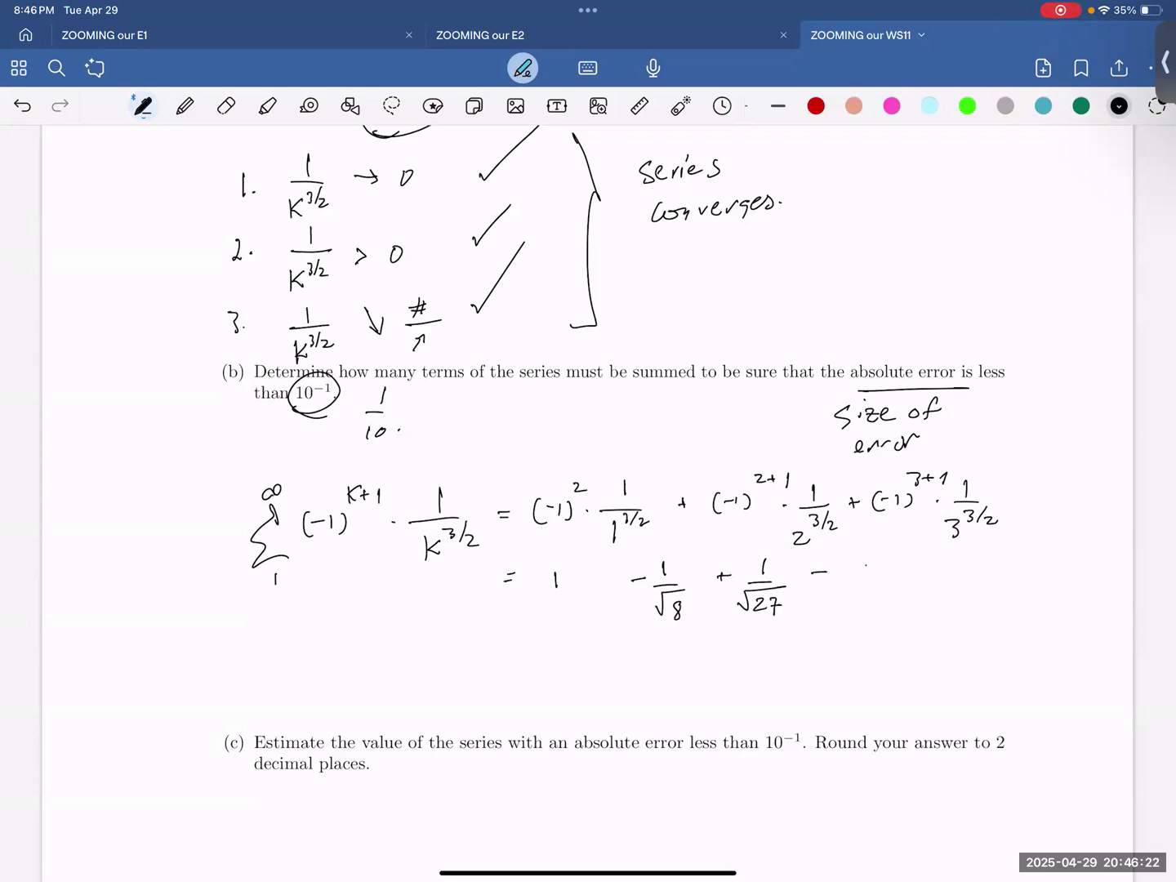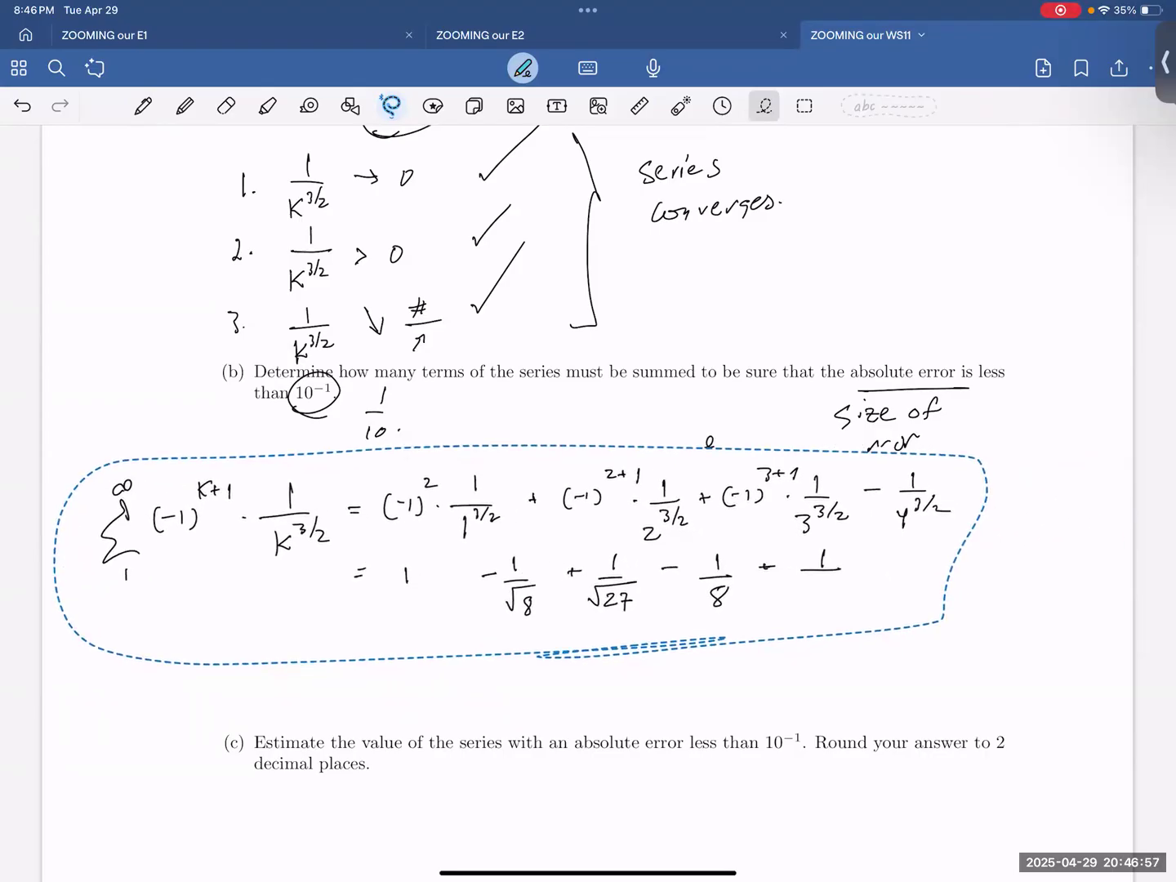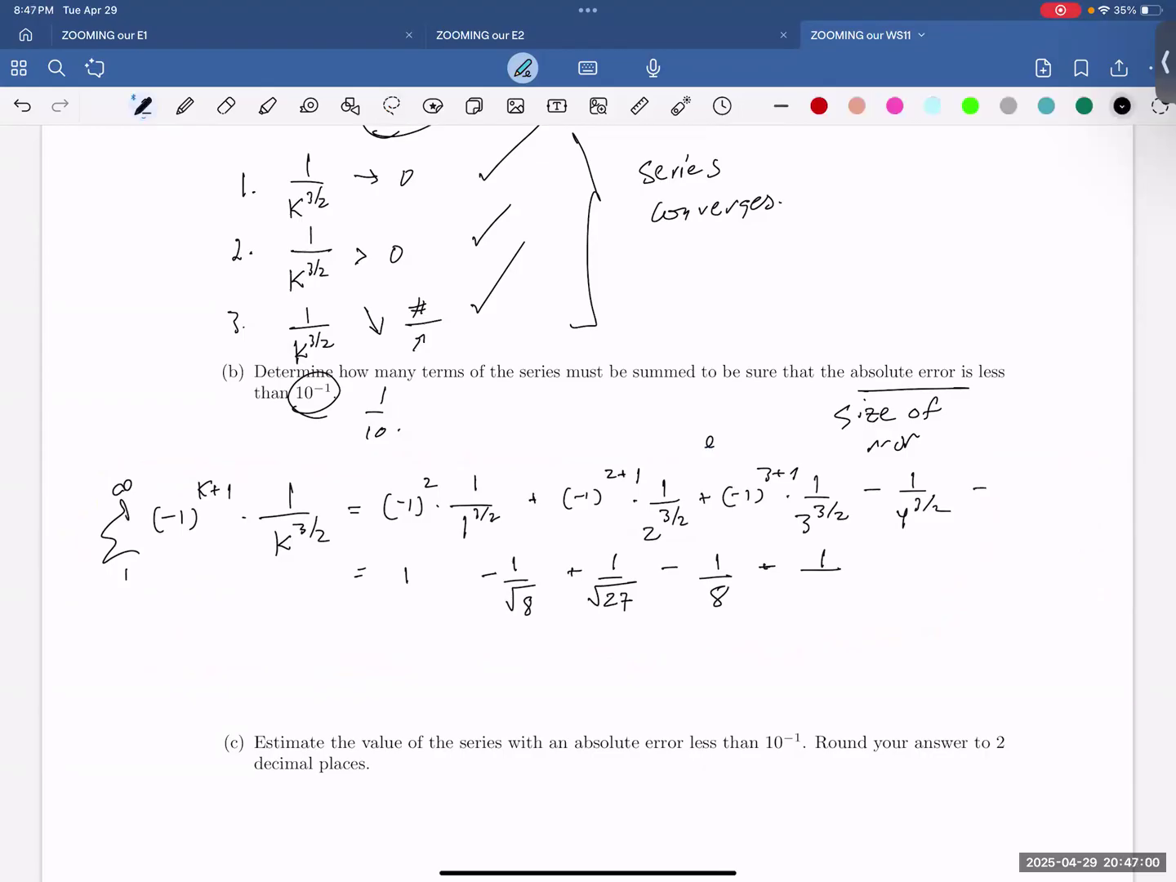Then we'd have minus 1 over 4 to the 3 halves. That's going to be 2 cubed. That's going to be, is that right? Yeah, 8. And we're looking for a term that's less than a tenth. So we need to keep going. So plus 1 over the 5th term. Here we need more space. Fifth term, plus 5 to the 3 halves.